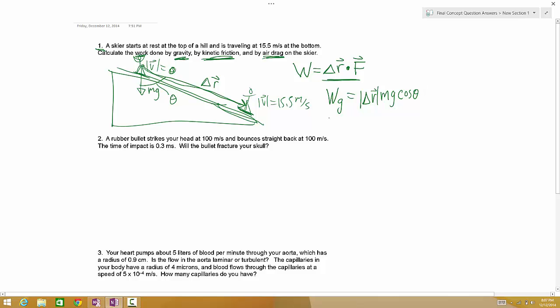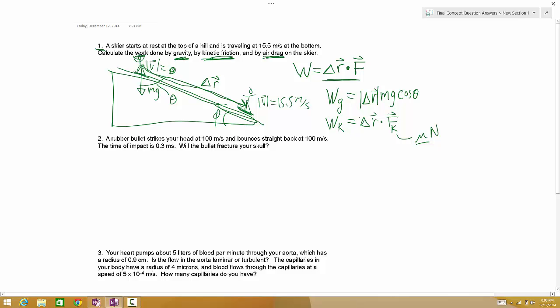Okay, what about the work done by kinetic friction? Well, we could do it the same way. We could just do it like this, dotted into now the force of kinetic friction. And so to find the kinetic friction, we would need to know that the kinetic friction is equal to mu times the normal force. So we need to know mu, and we need to know the normal force. And so if we knew the mass, and we knew the angle of the slope, this angle down here, which we'll call phi, then we could figure out what the force of kinetic friction was.